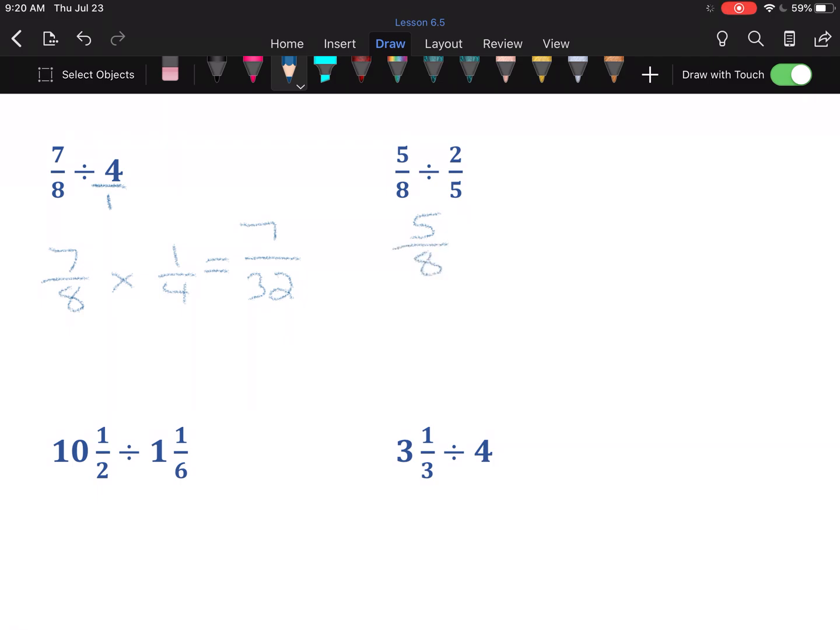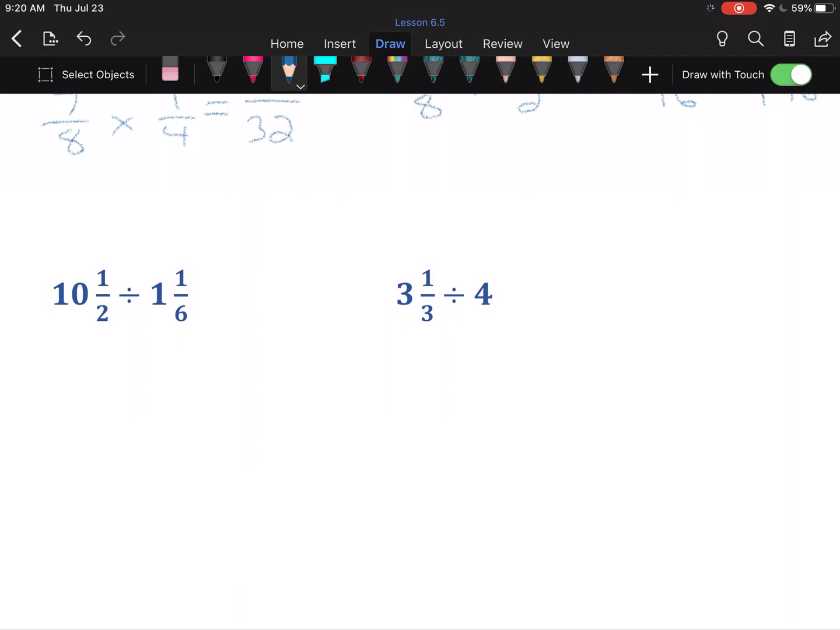Keep, flip, change. No simplifying. 5 times 5 is 25. 8 times 2 is 16. I can take 1/16 out of 25, and that leaves me with 9 left over. So 1 and 9/16.